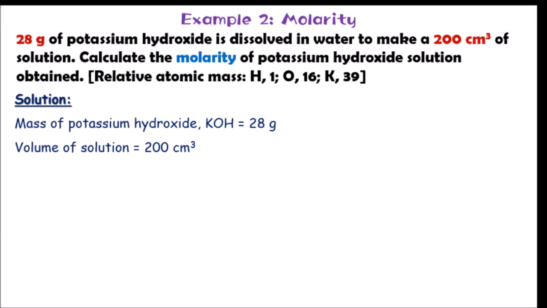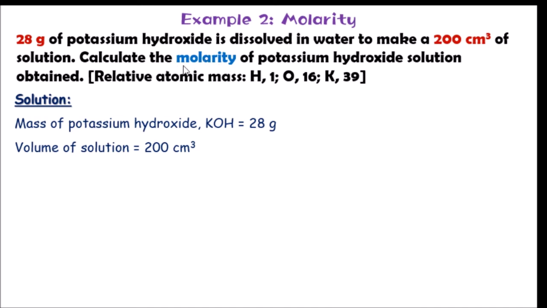Now, do you still remember the formula for molarity? What is the unit for molarity? Can you tell me? Okay, good job. The unit for molarity is mole per dm³. So the formula for molarity is the number of moles of the solute divided by the volume.